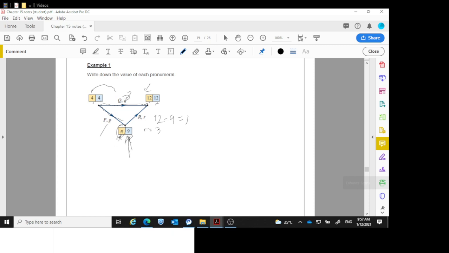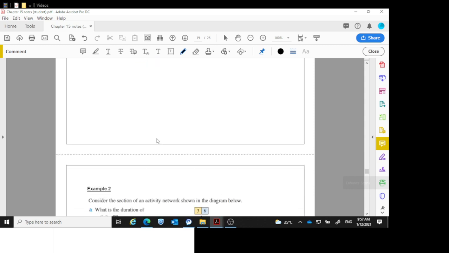Now remember, I'm going to get to 12 here as well. So if that's 4 and that's 3 here, so really whatever this number is, I've got to take away 3. So 12 minus 3 is 9. I must have a 9 here as well. So N, little p must be 5.